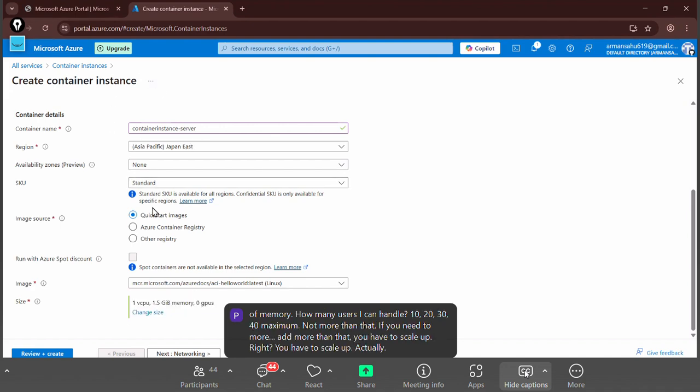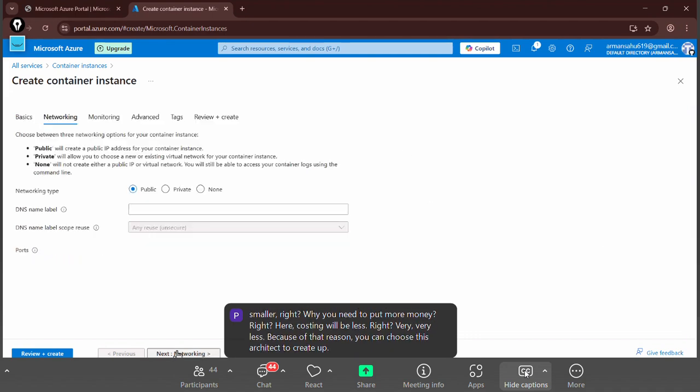Actually, this is for smaller application architecture. Something like a static, normal restaurant application type, for smaller ones, right? Why would you need to put in more money, right? Here, costing will be less, right? Very, very less. Because of that reason, you can choose this architecture to create an application.